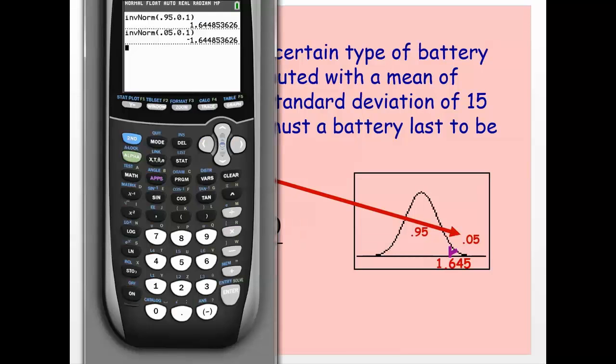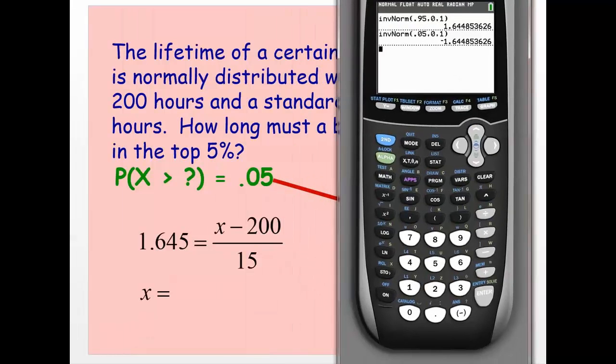Let me go back to my calculator here and kind of move that over. So to solve this, I want to multiply the z-score and the standard deviation. So 1.645 times the 15.